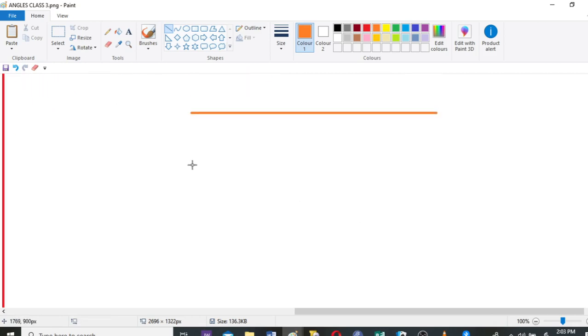Okay, so we have these two parallel lines. Now suppose we have this triangle here. Okay, we have this triangle there and this triangle here. Right, now this triangle has some interior angles. We have this angle here, this angle, and this angle, right? Okay, so these are interior angles.